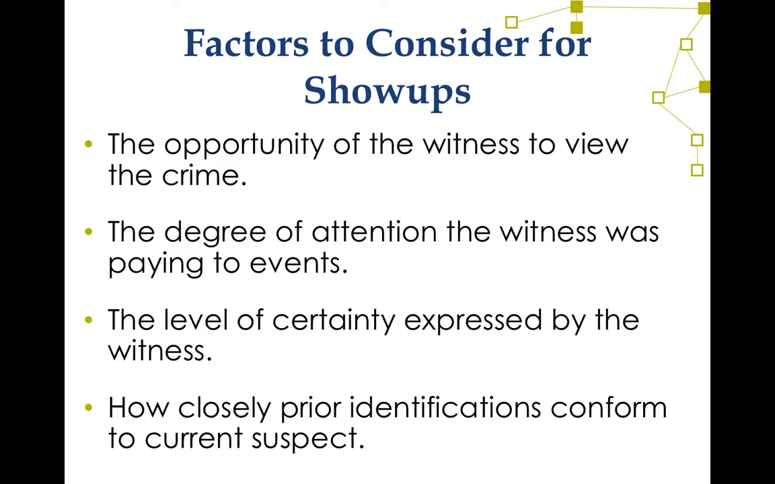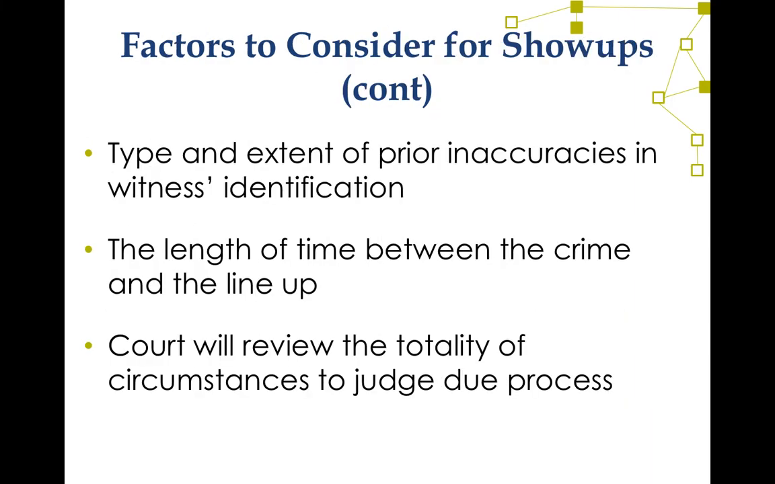So, things we want to consider with a show-up. First of all, did the witness have the opportunity to view the crime? And what degree of attention were they paying to the events? How certain are they? How closely do prior identifications conform to the current suspect? We also want to think about the type and extent of prior inaccuracies in that witness's identification, the length of time between the crime and the lineup, and the court is going to look at all of the circumstances to judge whether or not due process has occurred.